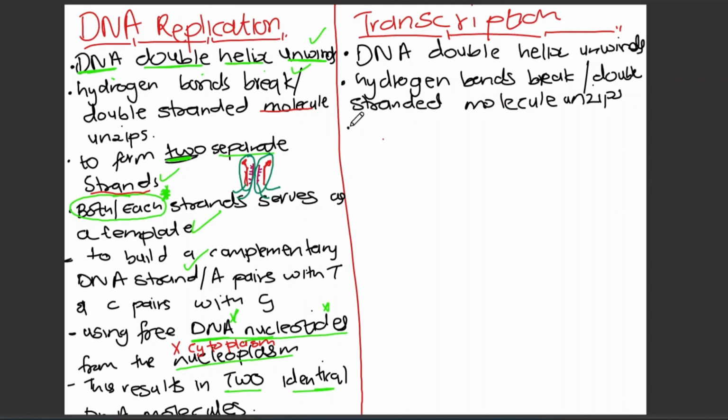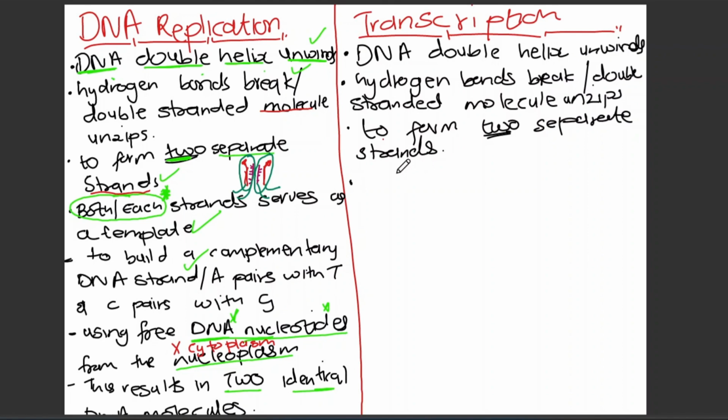Okay. Then the third point, to form two separate strands. Double-stranded molecule unzips to form two separate strands. Can you see that the first 3 points for both DNA replication and transcription are the same? So whether you're describing DNA replication or transcription, the first 3 points are the same. Now the points differ from the 4th point.